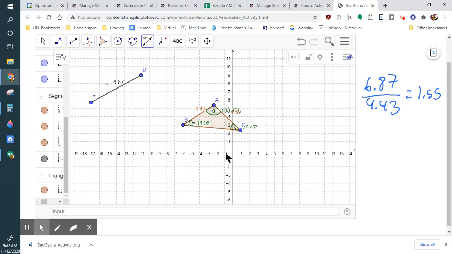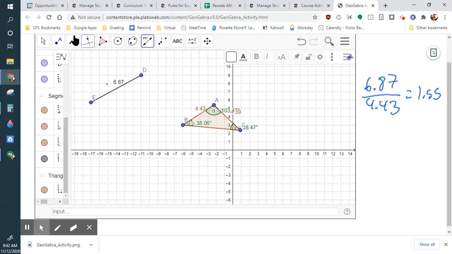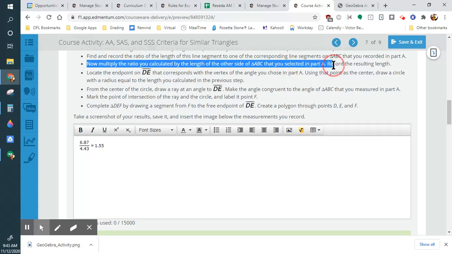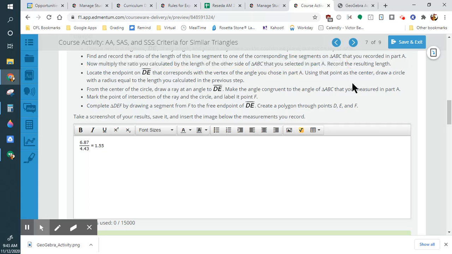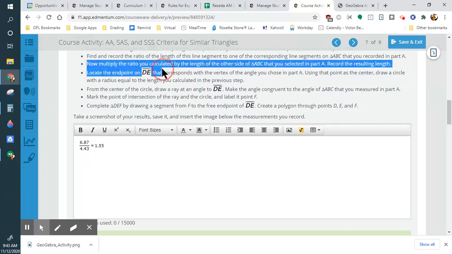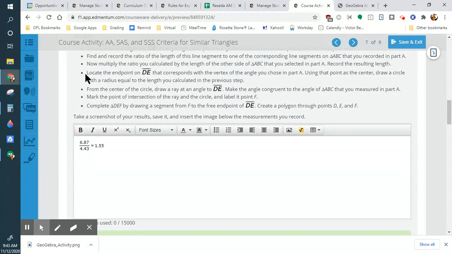So now it wants us to make another side. This whole time we've been doing this AC and stuff, so I'm going to take this AC and multiply it by that. In case you're wondering where I got those directions, it says to multiply the ratio calculated from there and record the side lengths. So that's how I got this over and under. This part right here is asking us to calculate it. Now locate the endpoint of a vertex.